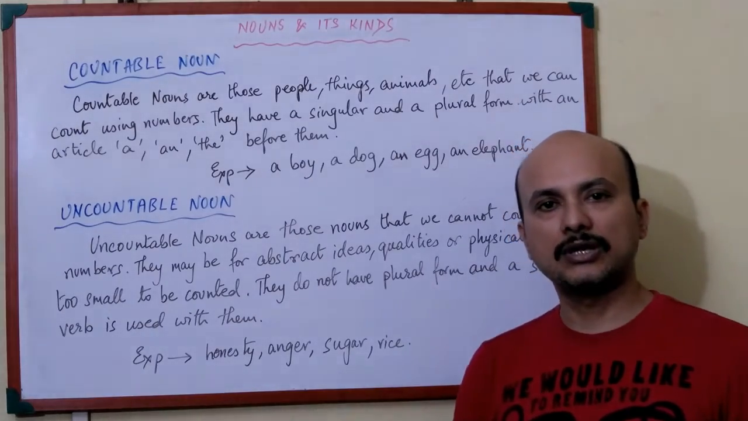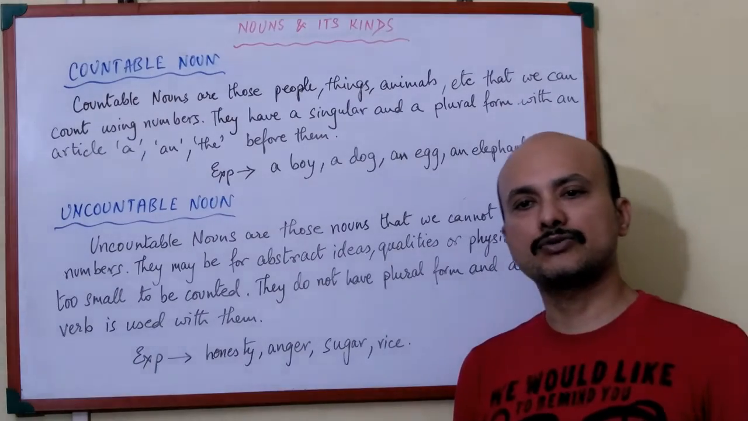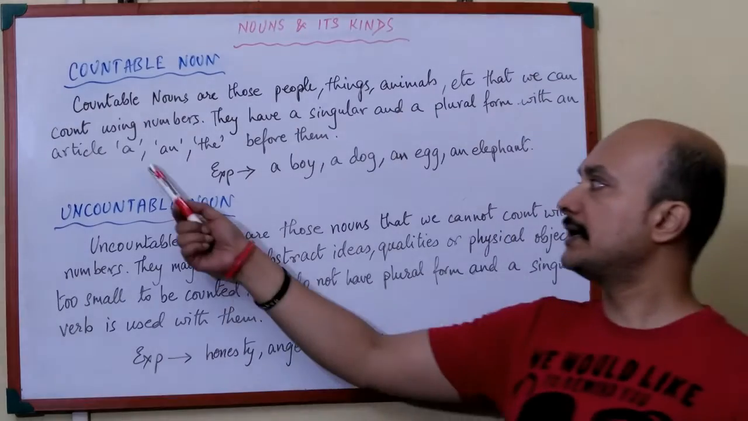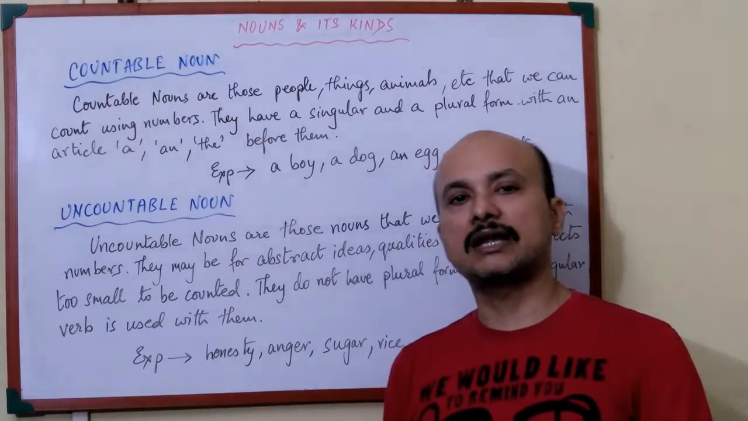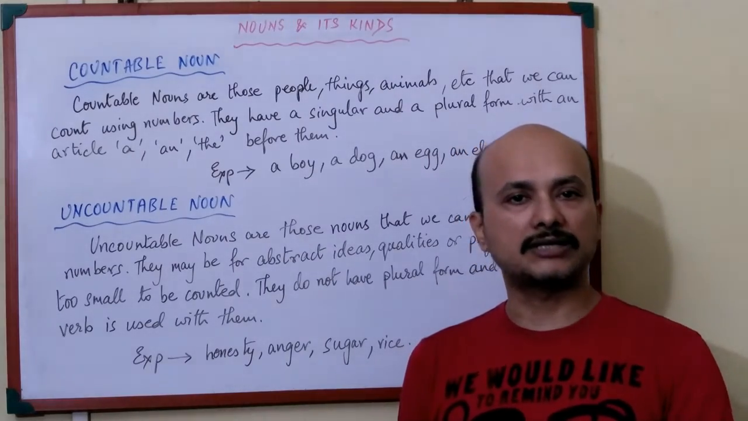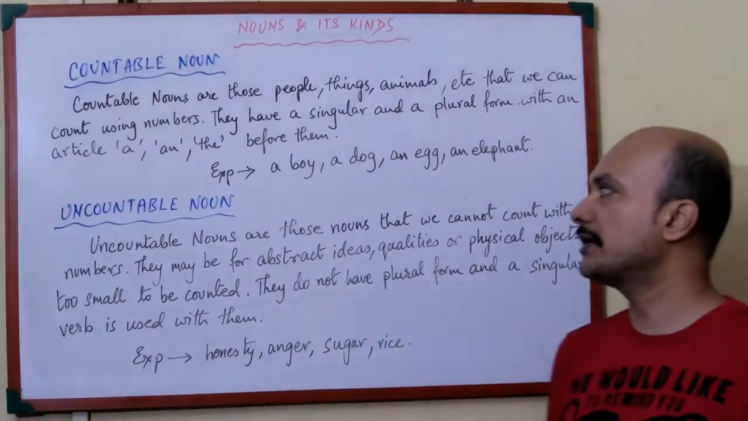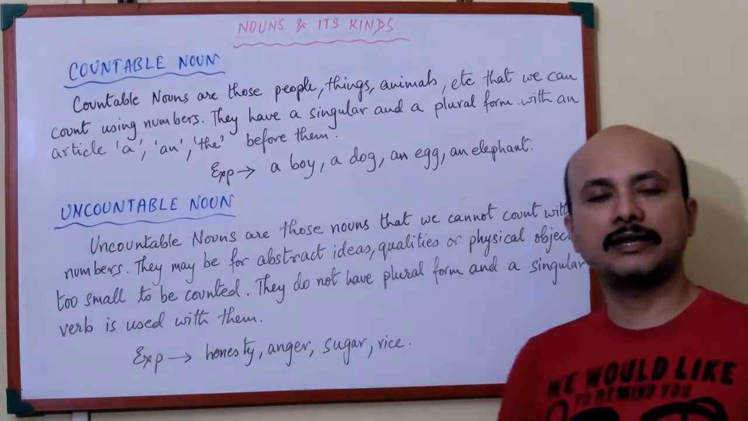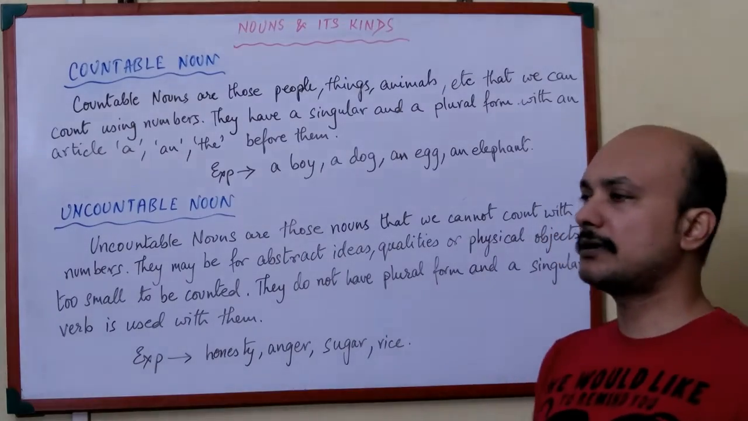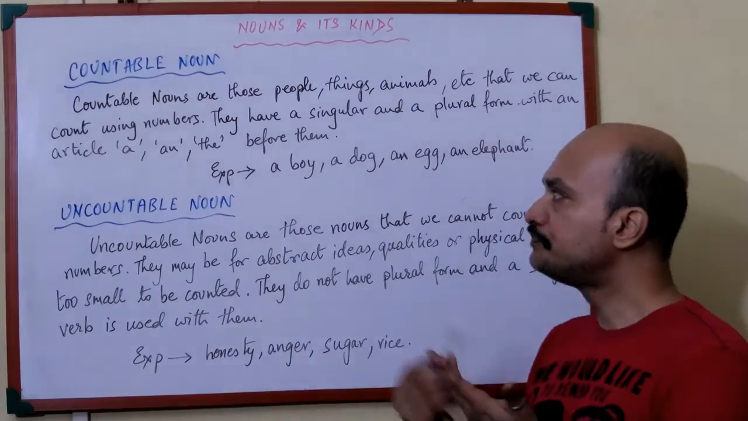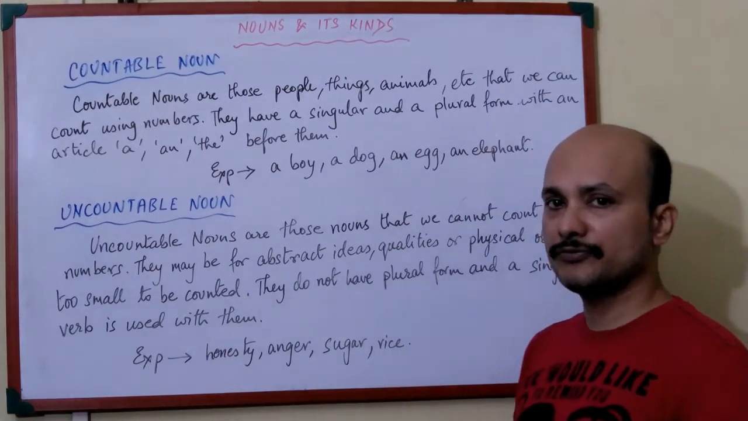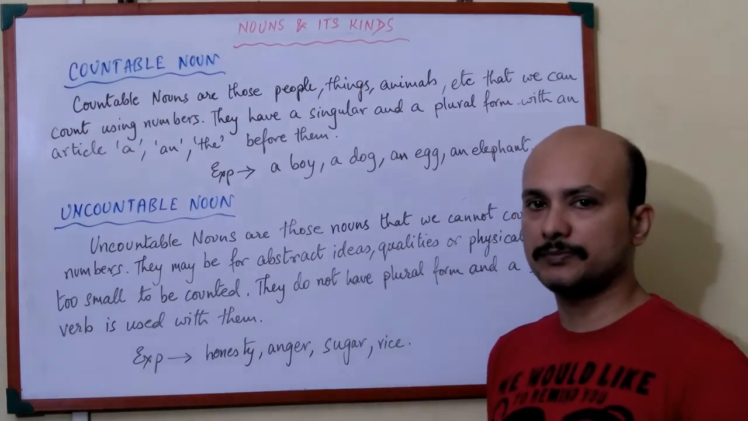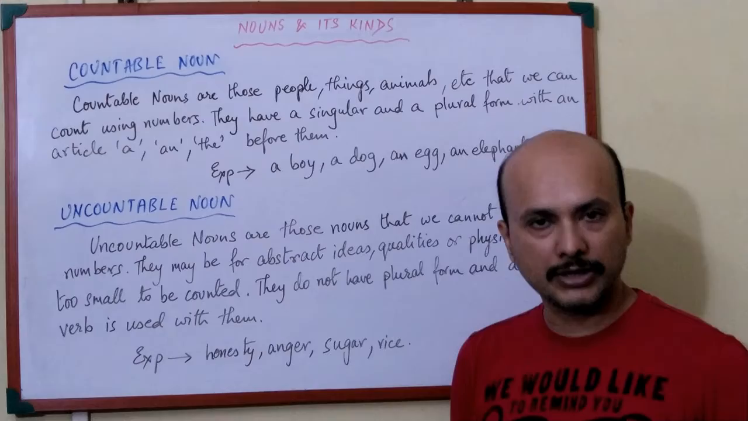So you can use both the singular as well as plural form in their case. You can count them as singular. You can count them as plural also. With an article, a and the, we use these articles before them, and it's possible to use articles before them. For example, you see a boy, a dog, you use the singular a, and you use an before elephant, an egg. So these are countable nouns where we use such articles before them. We count them in the singular, we count them in the plural, but most importantly they can be counted.